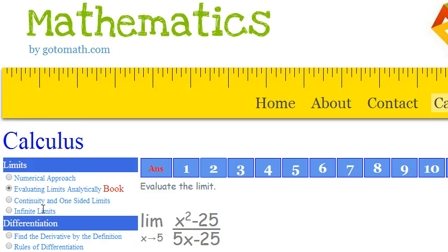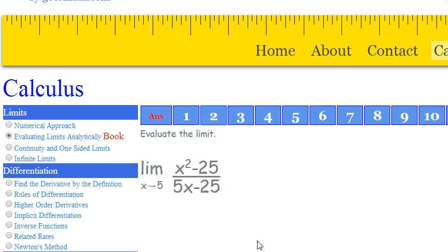So we're here at gotomath.com. We're evaluating limits analytically, and of course we're in this section here, section 2. In this particular one, we are going to end up factoring, but when we do the direct substitution, plugging 5 directly in, we end up getting 25 minus 25 over 25 minus 25, which is 0 over 0. So that tells us that we probably need to try to factor this thing and cancel like factors.